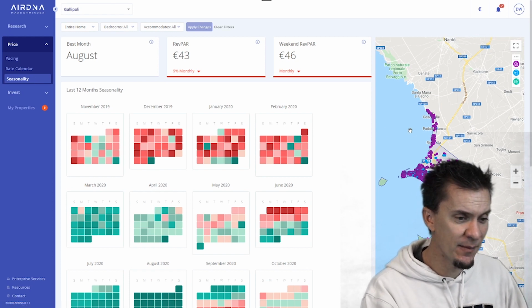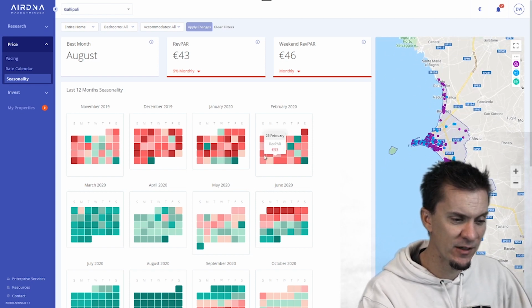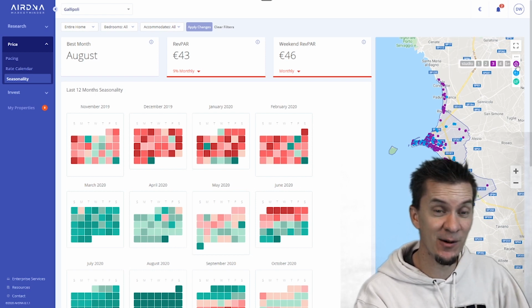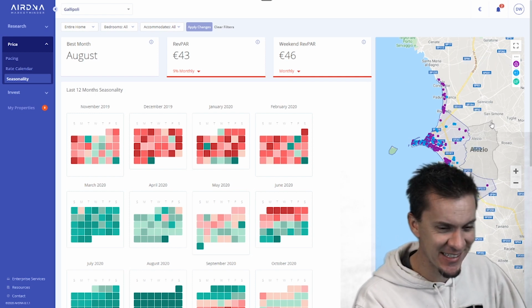In seasonality, it opens again up this map so I can see these properties. I'll be honest, I wish it would filter out and change based on what I choose over here. I think that would be amazing. That's a request that I guess I'll have to make to them.